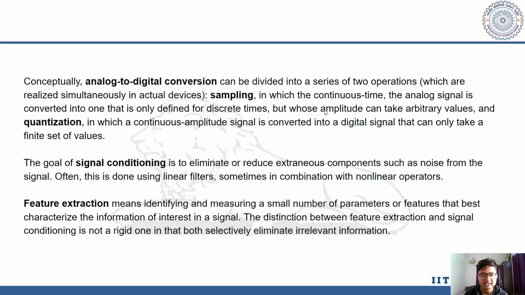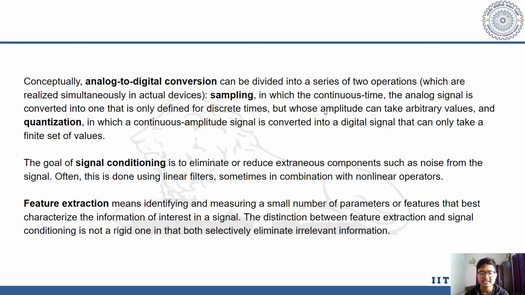Now here, the goal of signal conditioning, which is the second stage, is to eliminate or reduce extraneous components such as noise from the signal. Often this is done using linear filters, sometimes in combination with nonlinear operators too. The third stage is feature extraction, meaning identifying and measuring a small number of parameters or features that best characterize the information of interest in a signal.